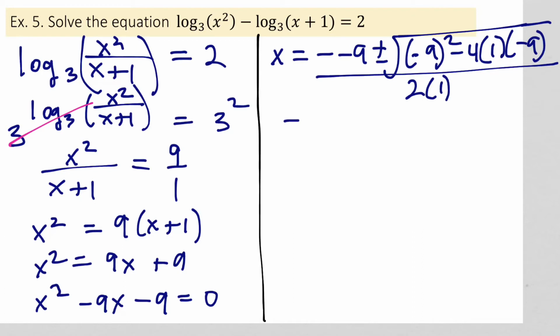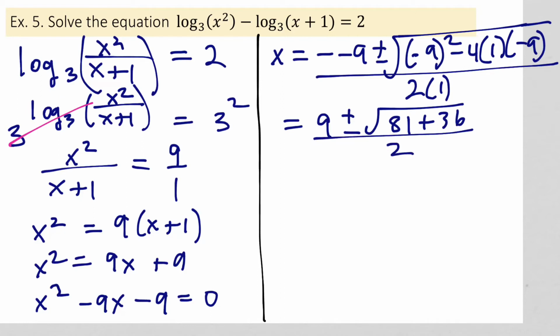All right, so we're going to simplify that. So we'll have 9 plus or minus the square root of 81 plus 36 over 2. 9 plus or minus the square root of 117 over 2. All right, so now I'm going to go ahead and plug these into the calculator so I can see whether I'm in the domain, which means, remember, the domain of a log. Let's just make a note here.